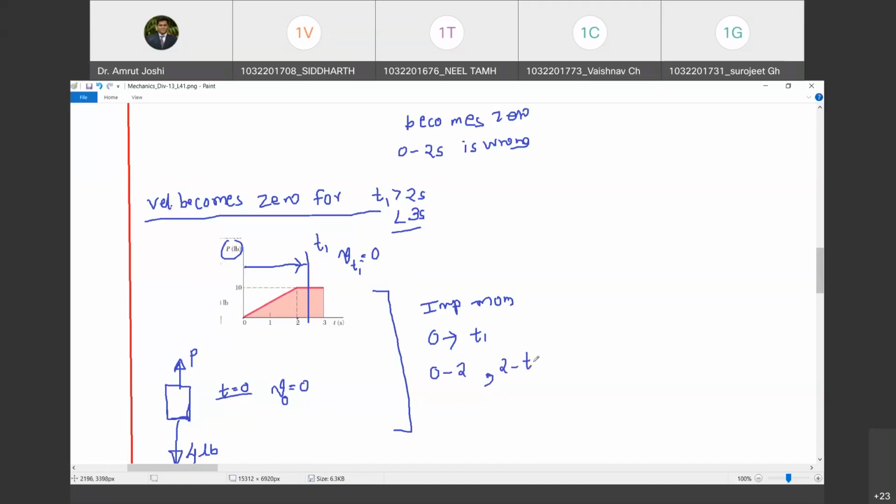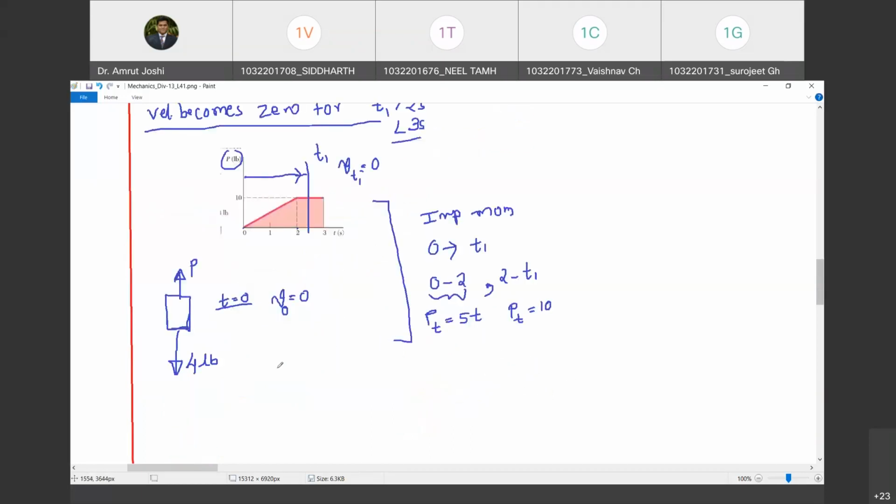Happy? Yes, sir. In interval 0 to 2, what is the value of p? Tell me. 5t. Yes, sir. And in the interval 2 to t1, what is the value of p? It is constant and that is 10. Constant. Do you agree with me? Yes, sir.